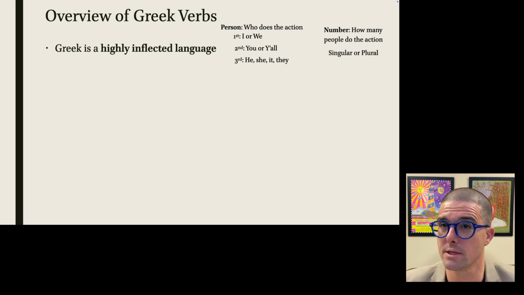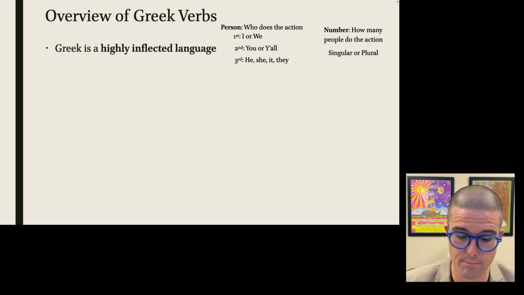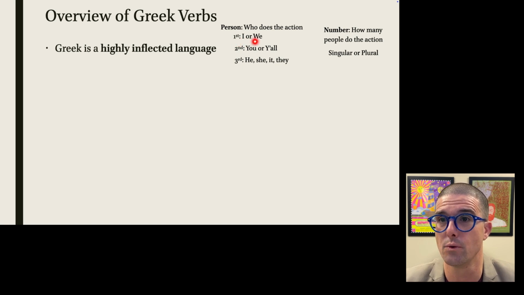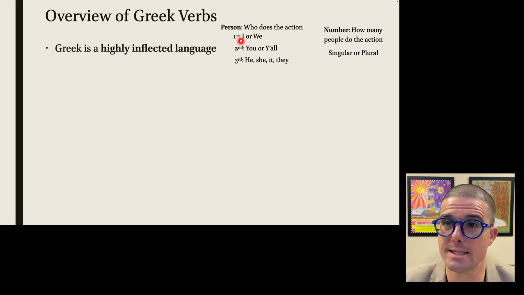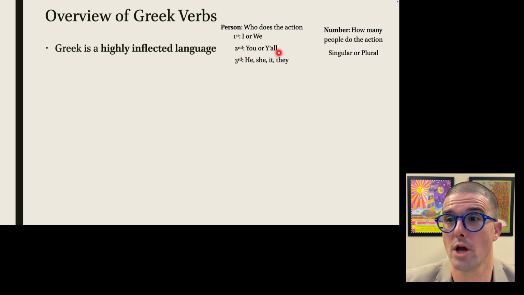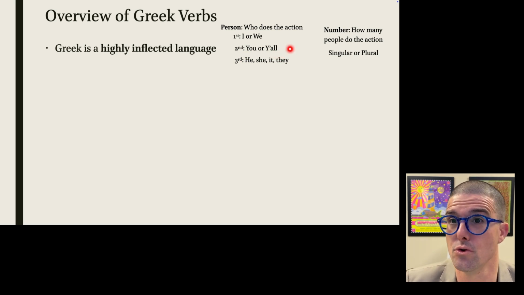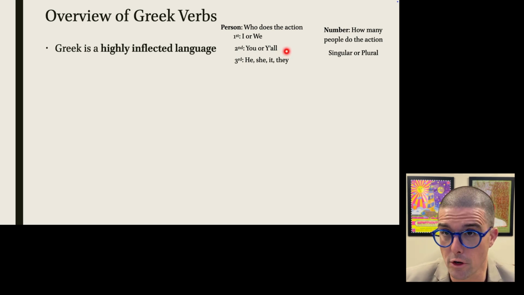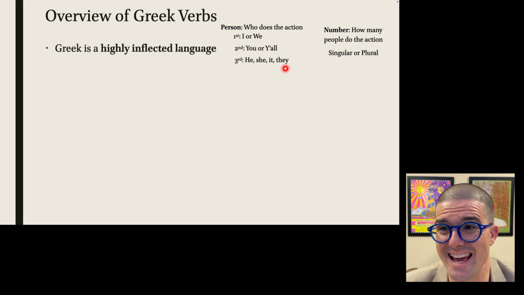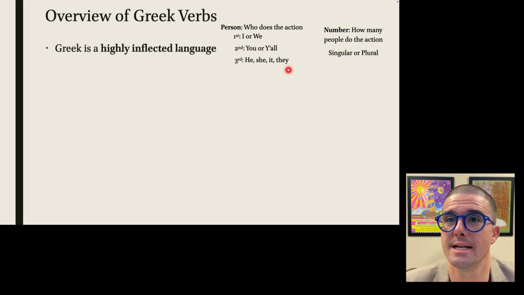So when we're talking about person, we're talking about who does the action. And so there are three persons in Greek. The first person, I or we. So I in the singular, we in the plural, which is reference to number, how many people do the action. So first person singular is I in English. First person plural is we in English. Second person singular is you in English, or y'all if we want to be Southern. And of course, also you or you all can be plural, second person plural in English as well. And then when it comes to the third person, he, she, it, and they are all singulars in the third person. And third person plural is also they.